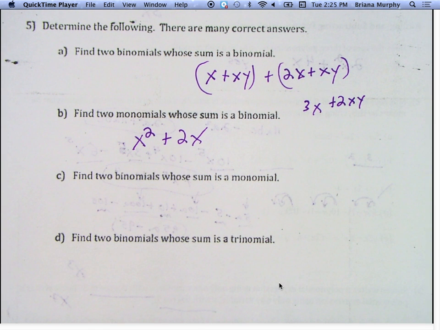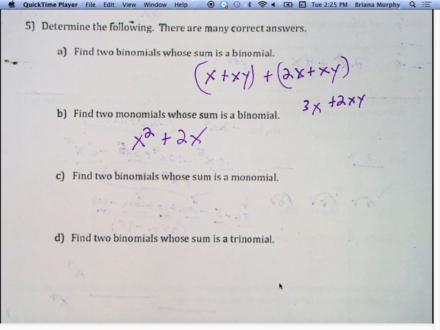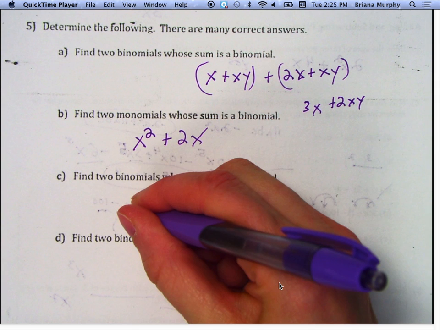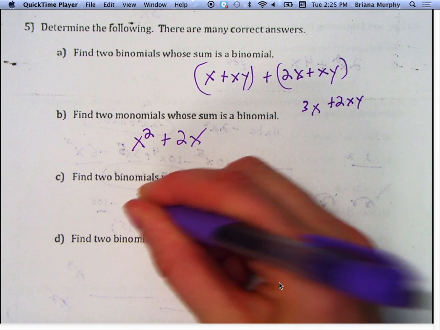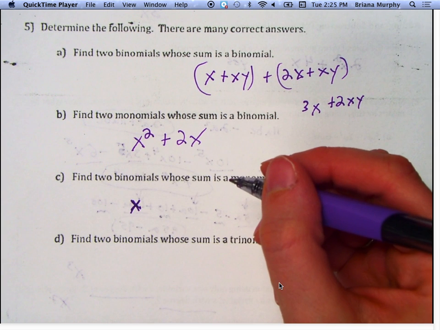Find two binomials whose sum is a monomial. So maybe like, I don't know. Anybody got one?